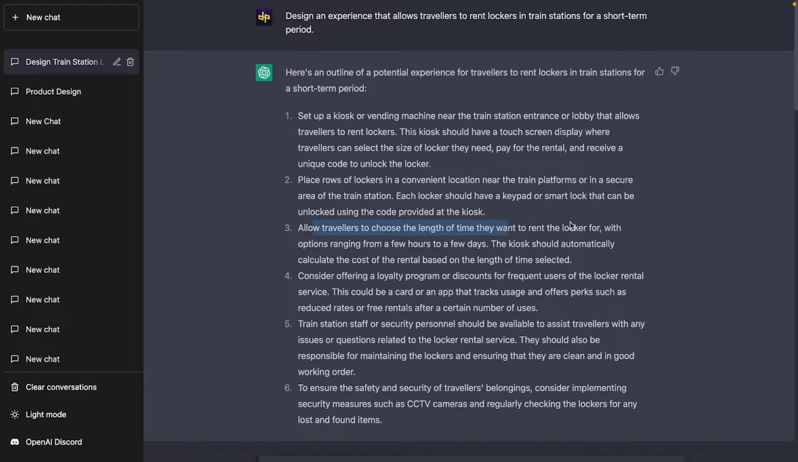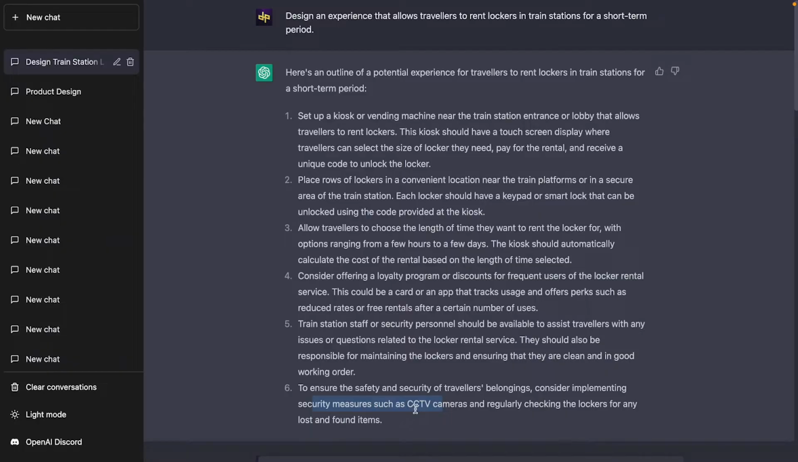Allow travelers to choose the length of time they want to rent the locker for, with options ranging from a few hours to a few days. As you can see, I'm getting some information and some ideas over here. The kiosk should automatically calculate the cost of the rental depending on the length of the time selected. All right. Consider offering a loyalty program or discounts for frequent users. The train station staff or security personnel should be available to assist the travelers with any issues, and to ensure safety and security of travelers' belongings, consider implementing security measures, etc.